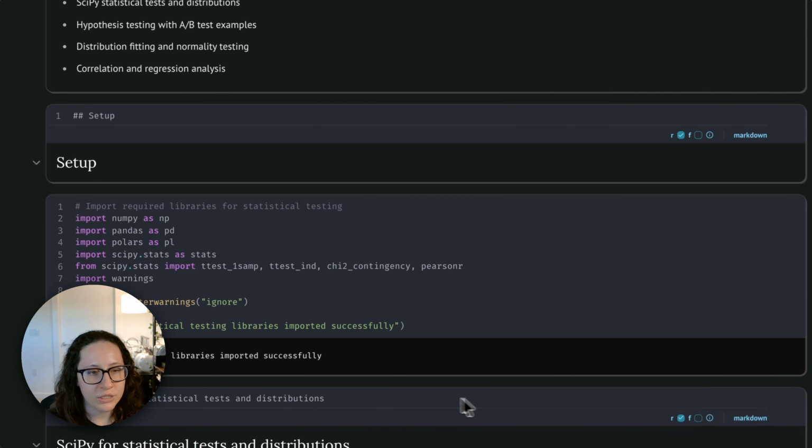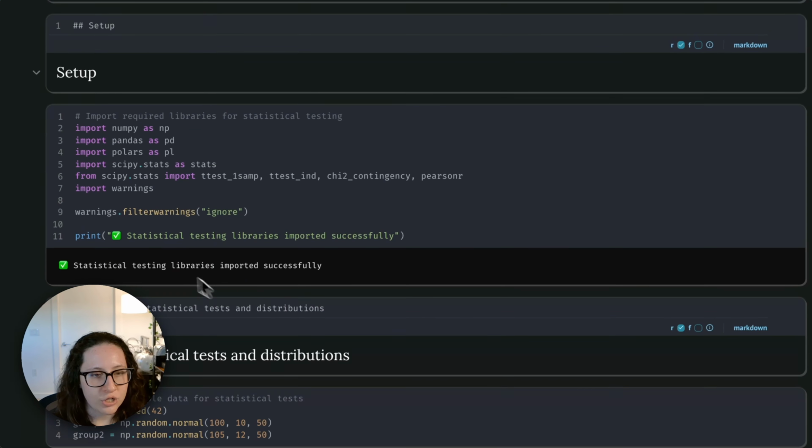So we'll start off, of course, by importing all the libraries we're going to need. In this case, it's NumPy, Pandas, Polars, and SciPy stats, with some specific tests so that it's easier to just use them as functions. And we want some feedback saying that this imported successfully, so we have that.